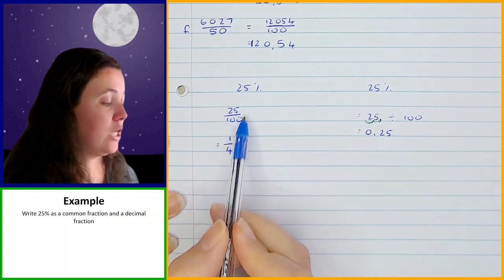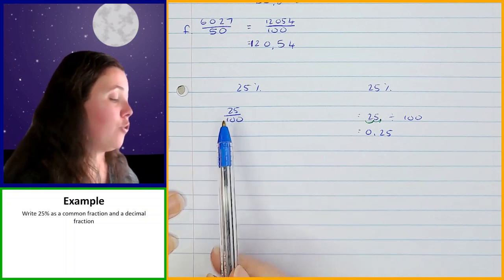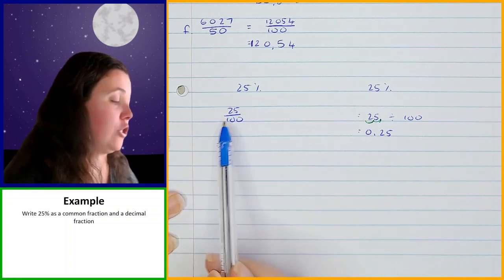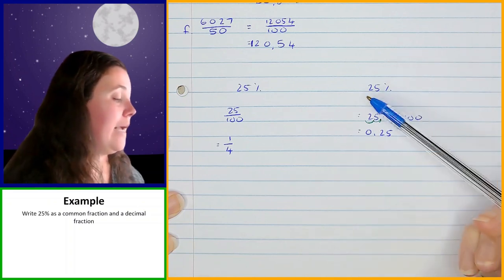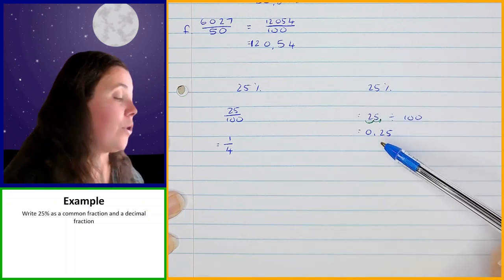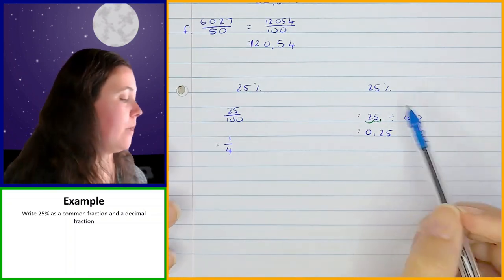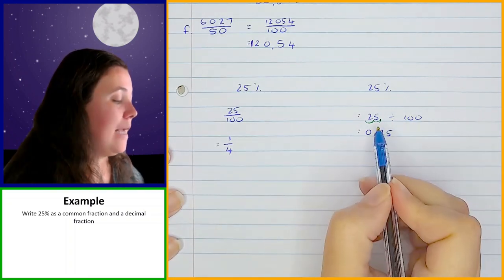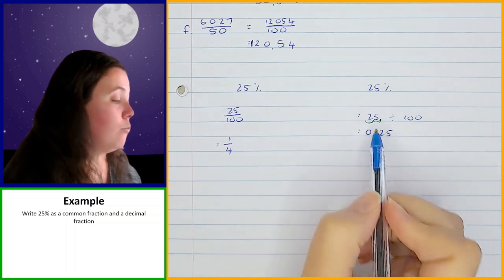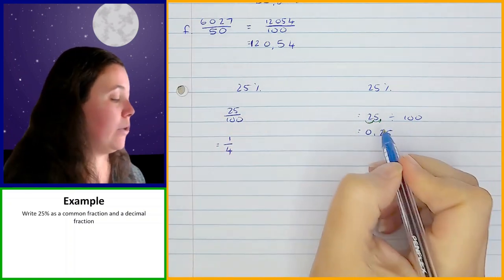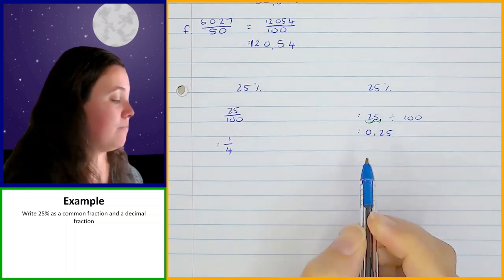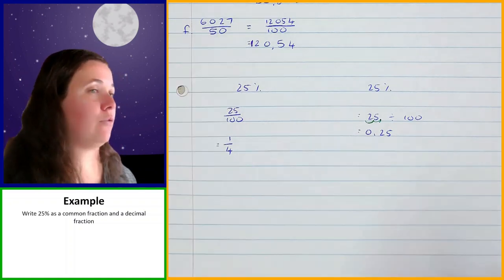You could have worked that out using the common fraction as well, but if you don't have the common fraction, it is helpful to know how to convert a percentage to a decimal without needing the common fraction in between, okay? So you just divide by 100, and it looks like you're moving the decimal point two places to the left. Okay, so that's what we get for our decimal fraction over there.